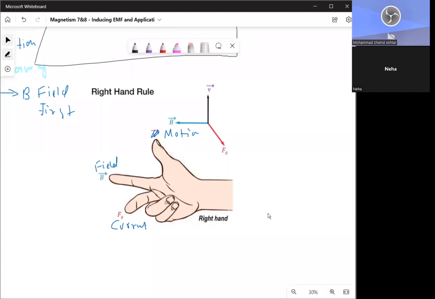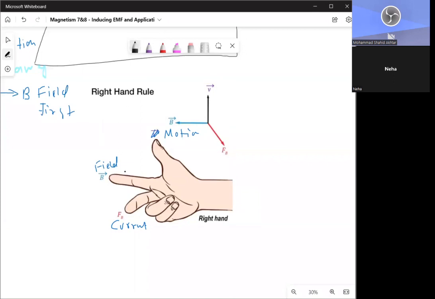Okay, so the right hand rule, how do I explain it? So basically you have to tell me the fingers. So the index finger represents the field. The thumb represents the motion. Which finger represents the current, sir? I don't remember that.